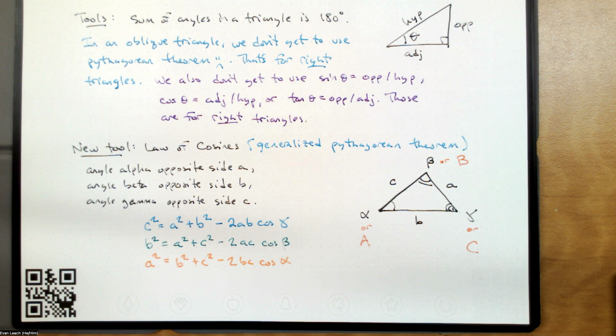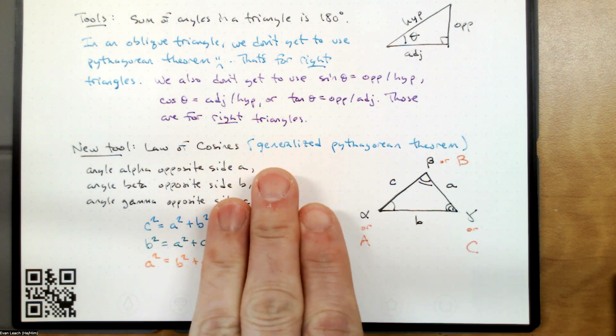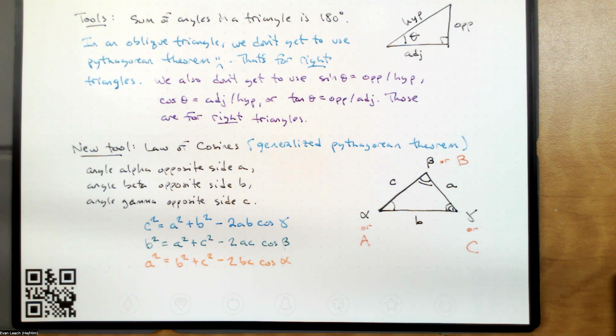Remember that cosine of 90 degrees is equal to 0. So if any one of these angles is equal to 90 degrees, then this term goes away and we're just left with the Pythagorean theorem. So it's completely consistent with the Pythagorean theorem. It's the generalized Pythagorean theorem. It's the Pythagorean theorem when we don't have a right angle.